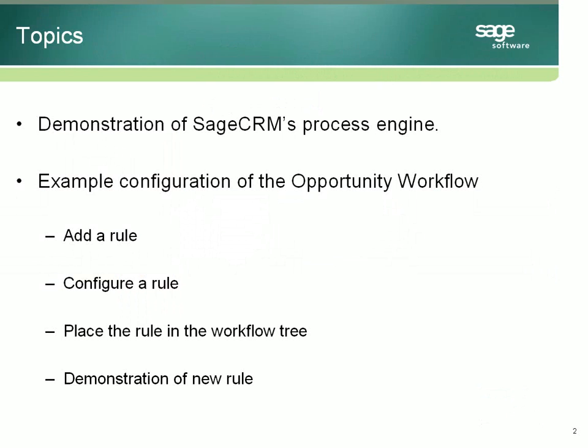Let's take a look at our topics. First, we'll do a demonstration of Sage CRM's process engine. We'll then do an example configuration of an opportunity workflow. So we'll go into the existing workflow for opportunities and we'll add a rule. We'll configure that rule, we'll place the rule in the workflow tree, and then we'll demonstrate that actual rule being used inside of the process.